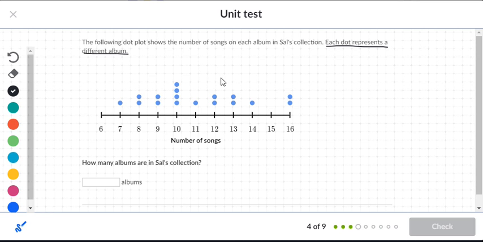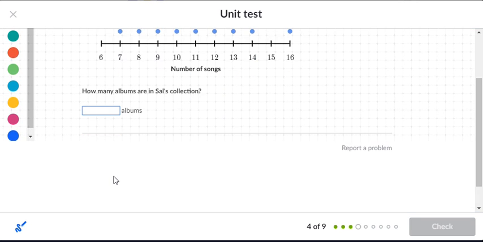So what we do is we simply count the dots. So we have 1, 2, 3, 4, 5, 6, 7, 8, 9, 10, 11, 12, 13, 14, 15, 16, 17. So each dot there represented an album. So it should be 17 albums.